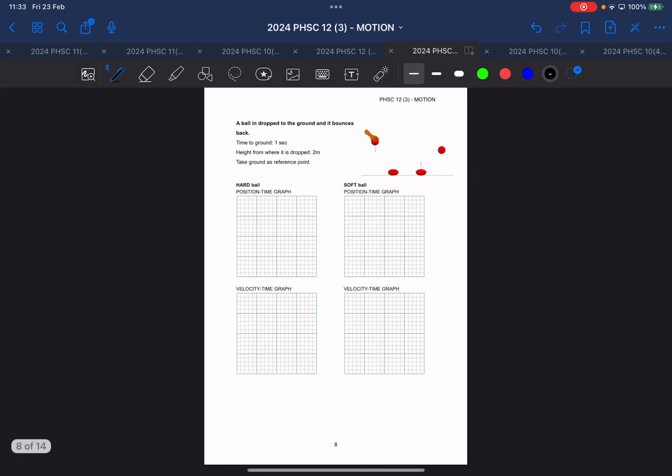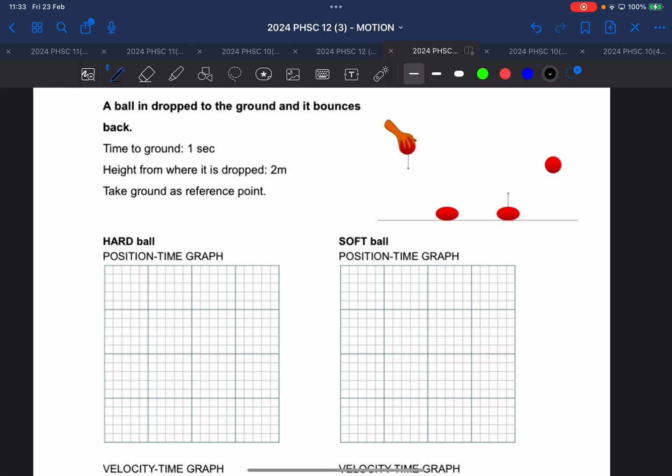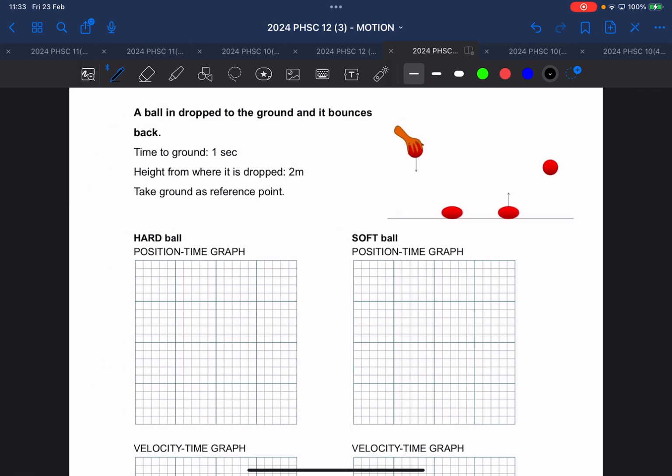Next one. Now, this one is the most difficult one. It says the ball is dropped to the ground and it bounces back, like you just did in the multiple choice question. Time to the ground is 1 second. Height from where it is dropped is 2 meters. Take the ground as the reference point.